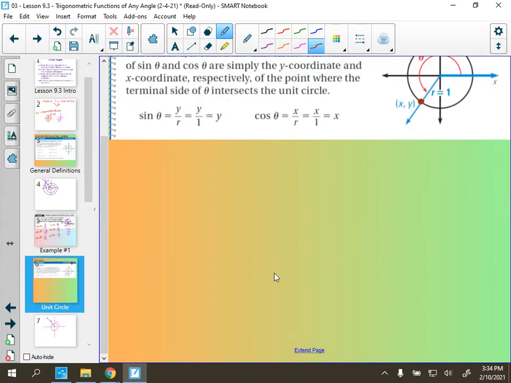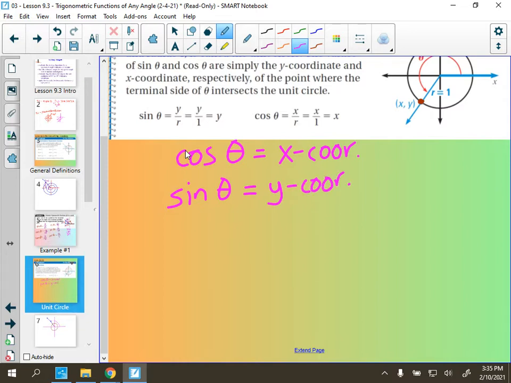Here's the big takeaway. Here's the big, like, what do we need to know? This is must-know material when we're on the unit circle, which I think from here on out, the rest of this lesson, we're going to want to be on the unit circle. The cosine of an angle is equal to the x-coordinate. Okay, if I know the x-coordinate, that's my cosine. The sine of an angle is equal to the y-coordinate. I don't know how you're going to remember it. Sine, y, they got the same sound in the middle there. I don't know.